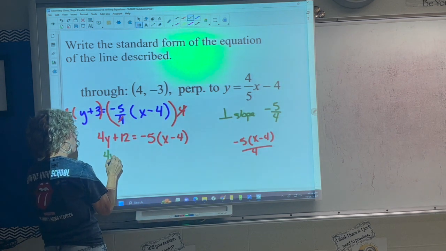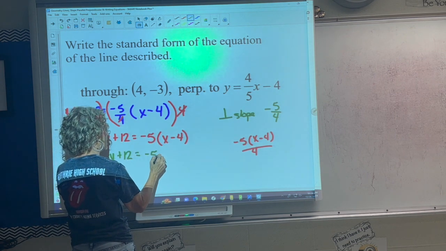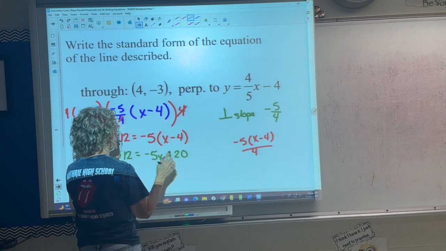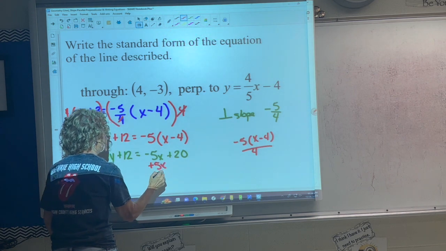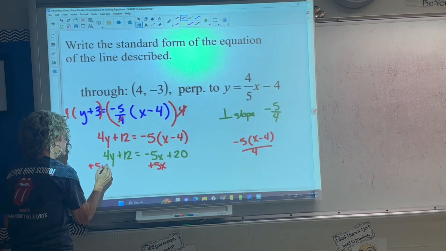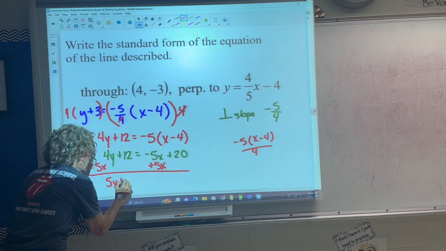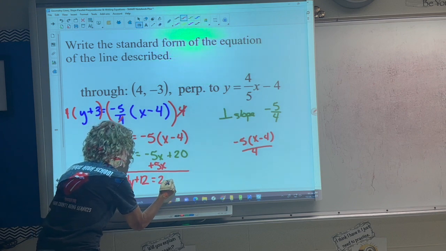I've got 4y plus 12 equals -5 times x, which is -5x. -5 times -4 is +20. X and y have to be on the same side. I'm going to add 5x to both sides. I get 5x plus 4y plus 12 equals 20.